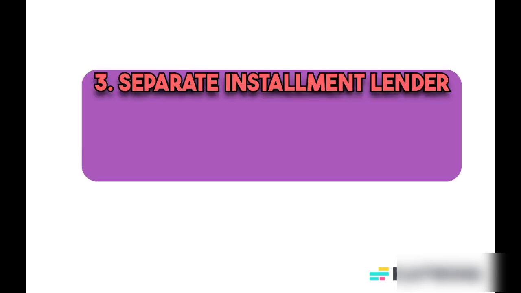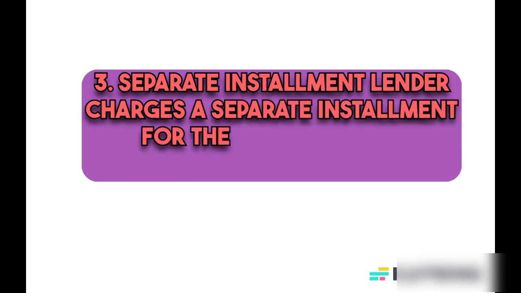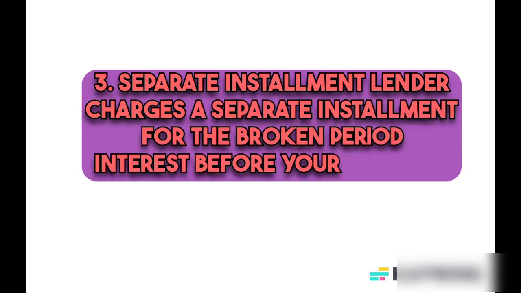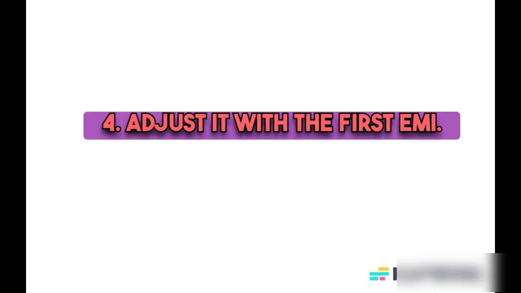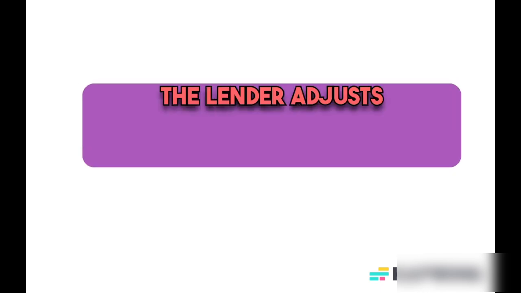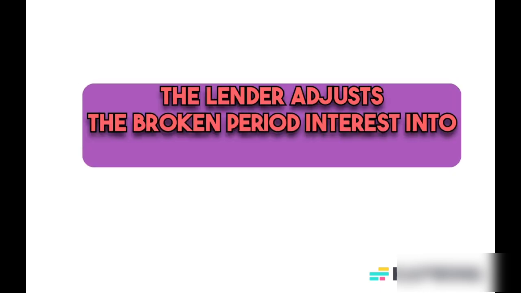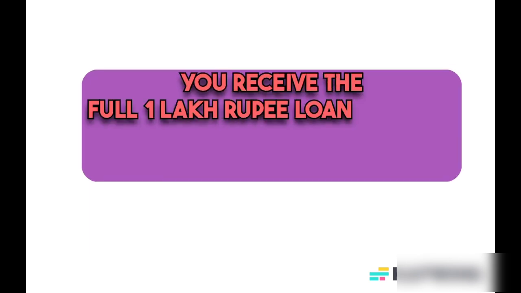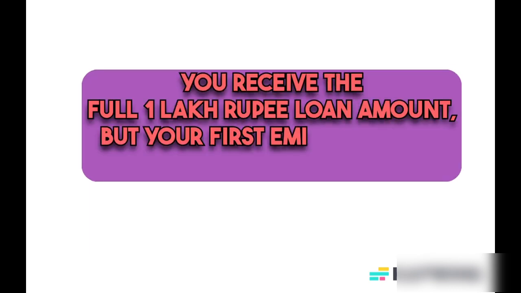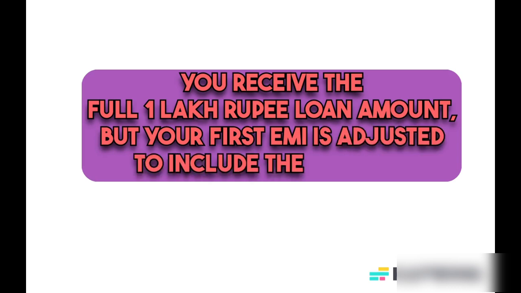3. Separate installment: The lender charges a separate installment for the broken period interest before your first EMI. 4. Adjusted with the first EMI: The lender adjusts the broken period interest into the first EMI. You receive the full 1 lakh rupee loan amount, but your first EMI is adjusted to include the interest.